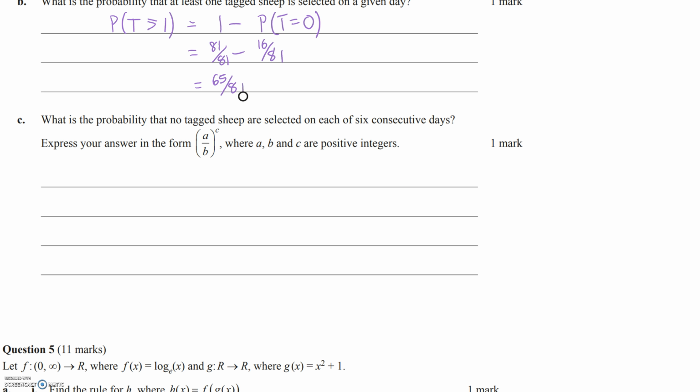Right, so we've got 6 consecutive days. So 6 consecutive days is going to be 6 days where they're picking 4 sheep on each day and constantly returning them. So 6 consecutive days, in total 24 sheep are going to be selected and put back. So this is basically saying what's the chance that we get 24 untagged sheep in a row, because we don't want to get any tagged sheep.